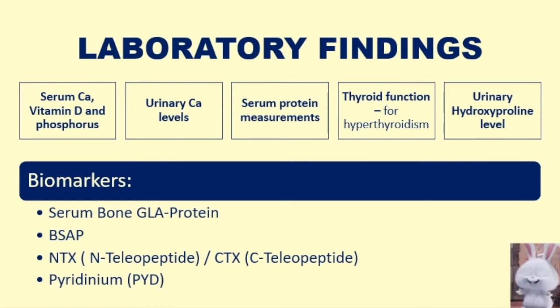Once there is an increase in serum bone GLA protein, that would mean that the osteoblastic activity is increased. Then you have your BSAP, your bone-specific alkaline phosphatase. It's bone-specific, but when it comes to disorders, this is non-specific, and it could be mildly elevated in patients with fractures. What do I mean by non-specific?